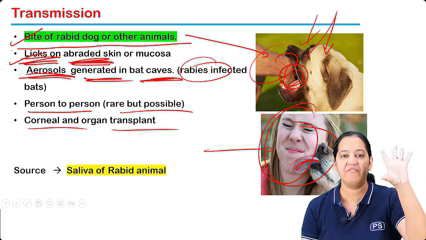transplant. So there are 5 ways. What are the 5 ways? Please learn the 5 ways. Number one, dog bite.